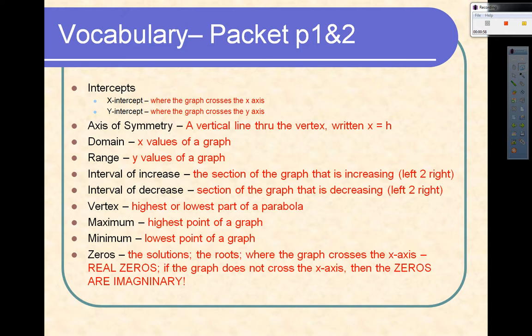The intervals of increasing is where the section of the graph is increasing, and we read it from left to right. Intervals of decrease is where the graph is decreasing, and we read it from left to right. The vertex is either the highest or the lowest, so you're either going to have a maximum or a minimum for each of your parabolas. Wherever that max and min is, that's your vertex. Zeros, those are what we call the solutions or the roots. If the graph crosses the x-axis, then those are what we call our real zeros. If the graph does not cross the x-axis, that doesn't mean that there aren't any zeros. That means that the zeros are simply imaginary.